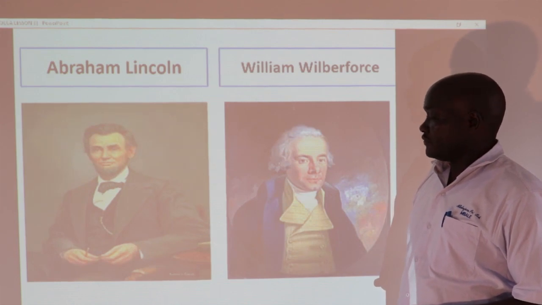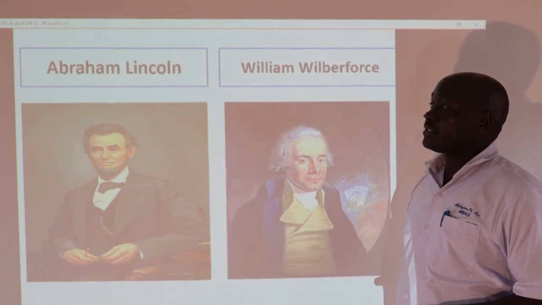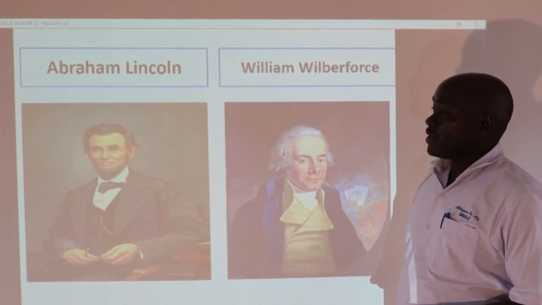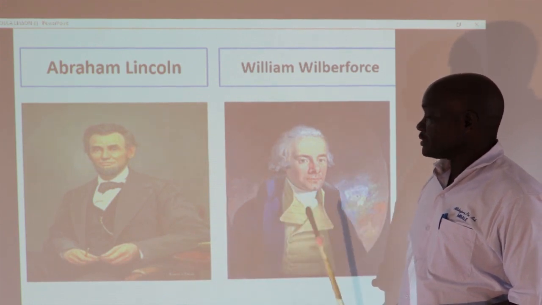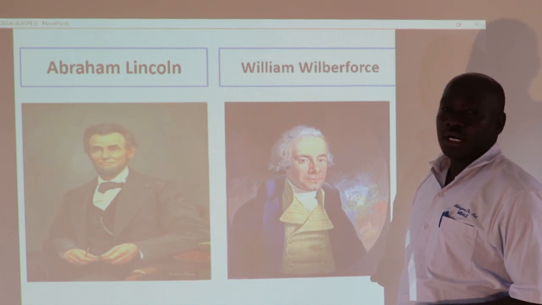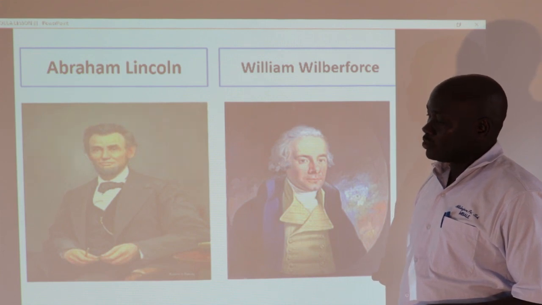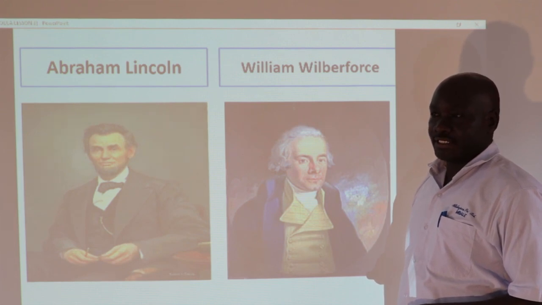So you can see this photograph. We have the photograph of this man, Abraham Lincoln, one of the people who worked hard to stop slave trade. William Wilberforce also worked hard to stop slave trade. These were all outsiders who worked hard, who saw how it was not good to continue with slave trade.